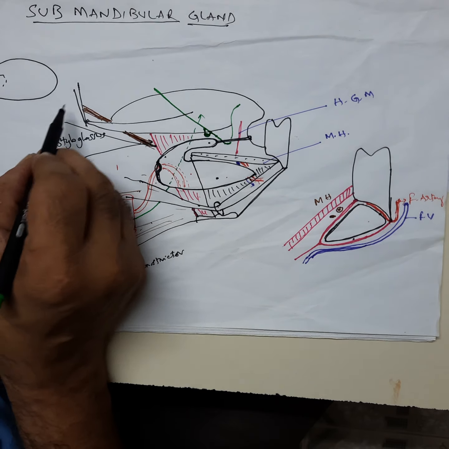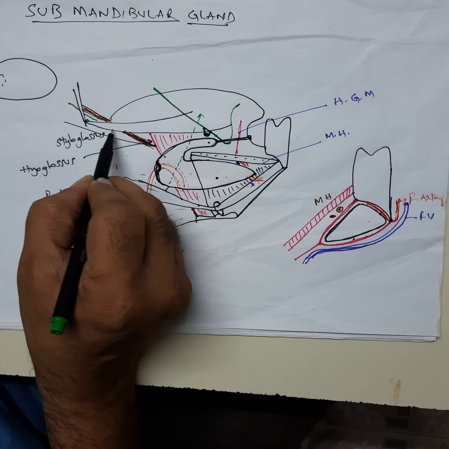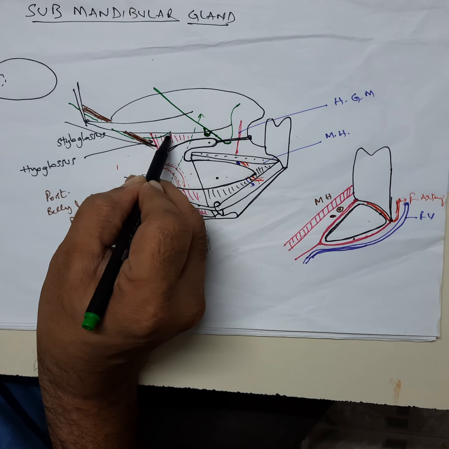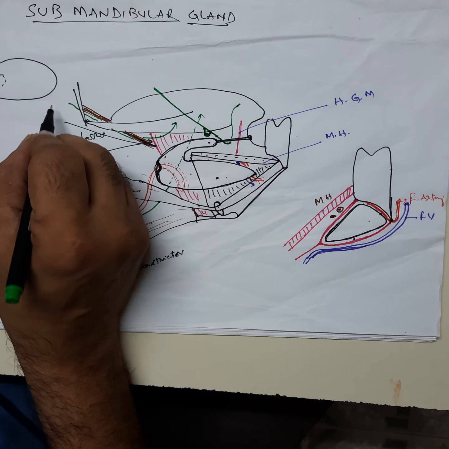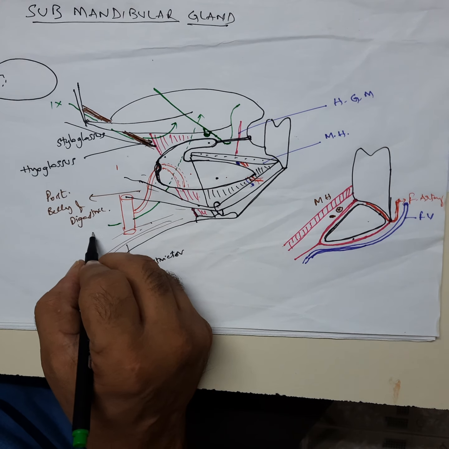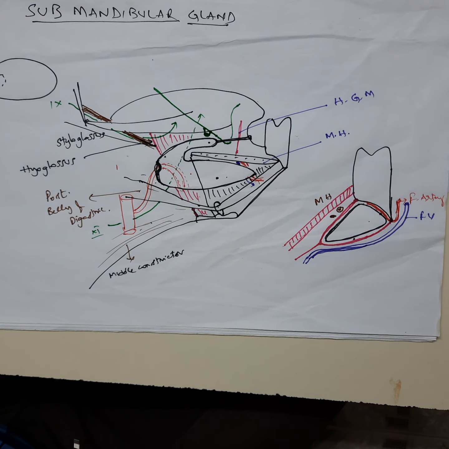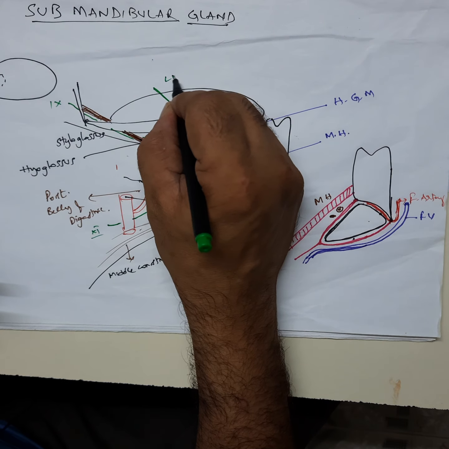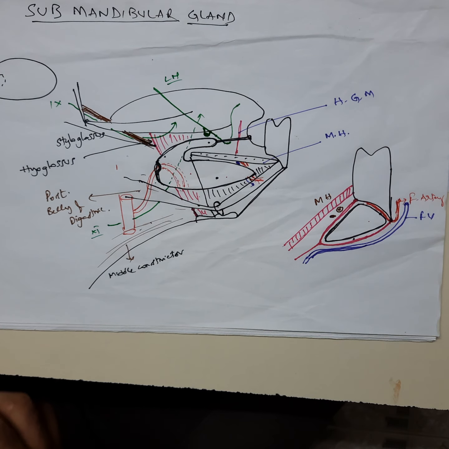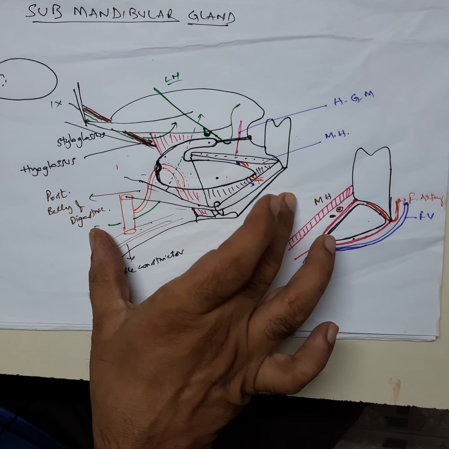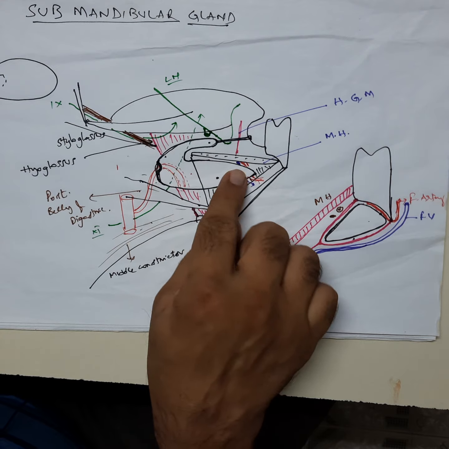So, these are related. Another nerve from here is the glossopharyngeal nerve, coming like this. So, this is the 9th nerve and this is the 12th nerve. These two nerves also come to the tongue. This is the lingual nerve. So, these are the relations of the superficial part.